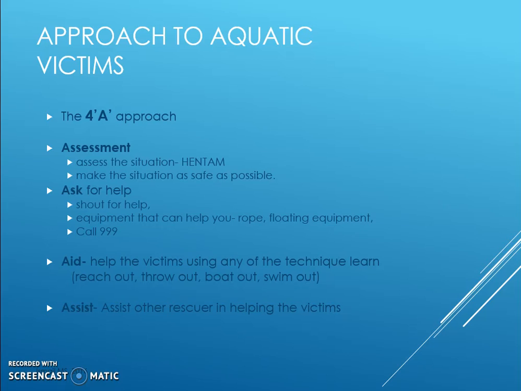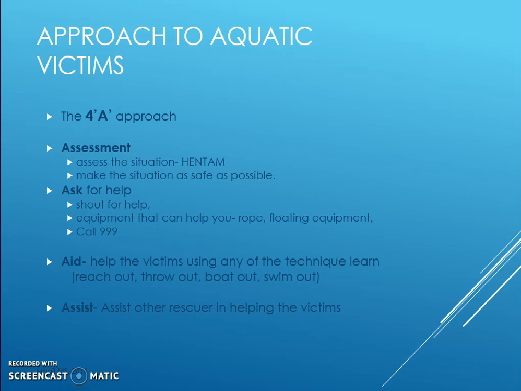Now, during assessment also, you have to make the situation as safe as possible by doing certain things. If someone falls into a pool of water that has electricity going in, you need to switch it off, because you don't want to get electrocuted as you're trying to help the victim.